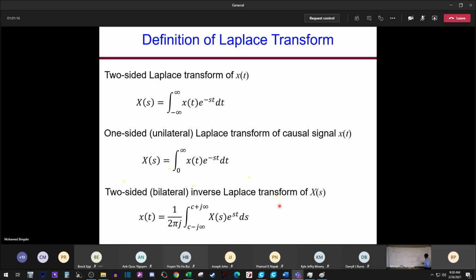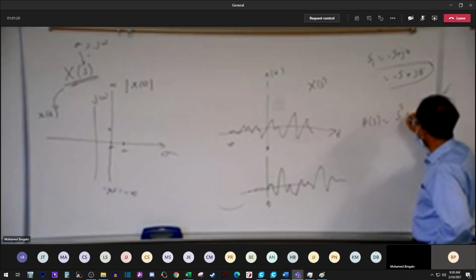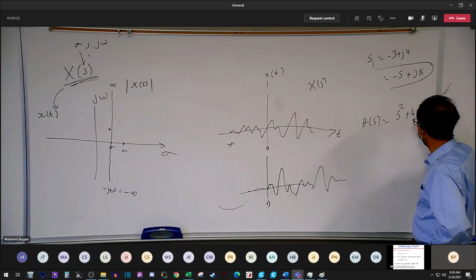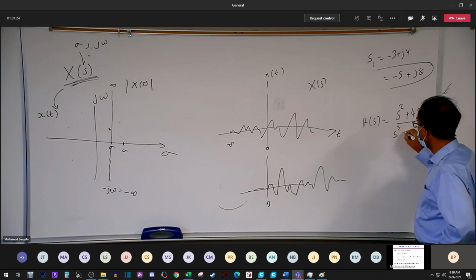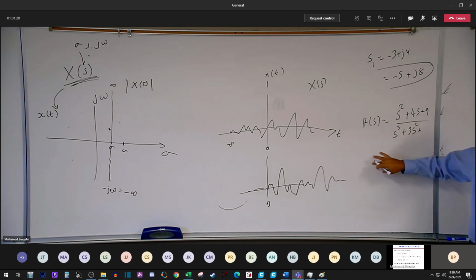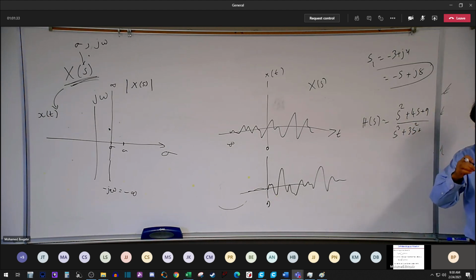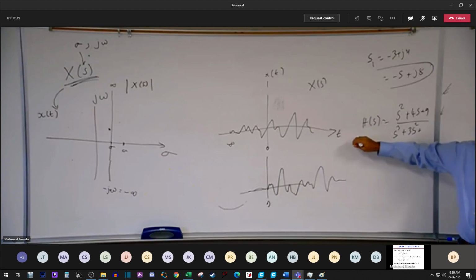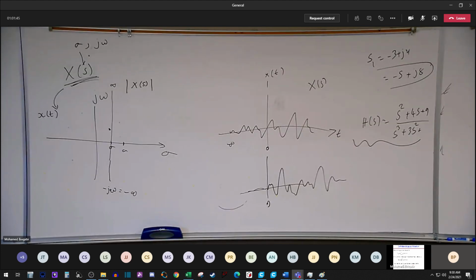Like if you have h of s, something like this, s squared plus 4s plus 9 over s cubed plus 3s squared or something, you do the partial fraction expansion into terms that we can recognize on the table. Then we use the table to find the inverse Laplace transform. That's exactly what we will be doing to find the inverse Laplace transform. So we're going to do partial fraction expansion and the table.